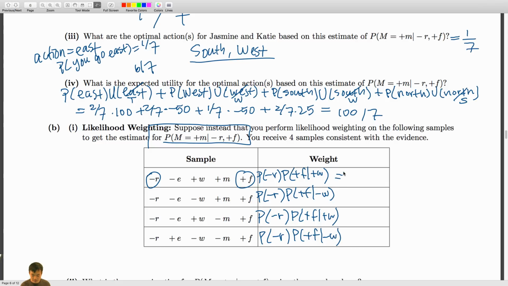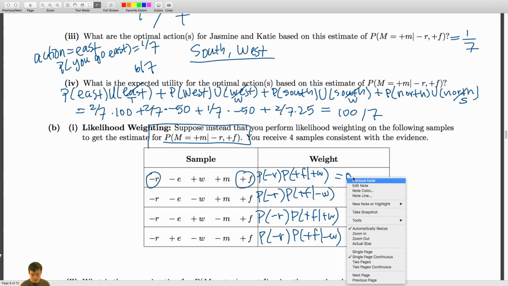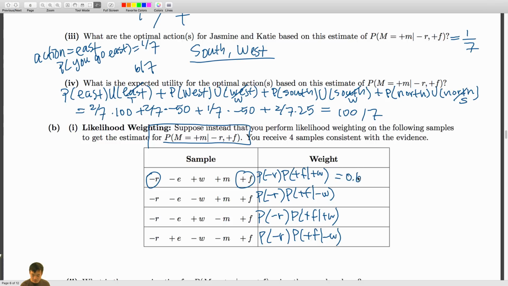So for this first weight, this is going to be equal to 0.6 times 0.15. And for the second one, this is equal to 0.6 times 0.75. And so this is equal to 0.09, and this is equal to 0.45. And we can do the same thing for the next two samples to get 0.09 and 0.45.